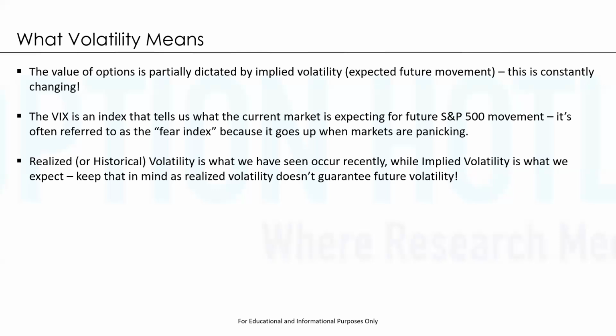Realized volatility is what we have seen occur recently, while implied volatility is what we expect in the future. Realized volatility doesn't guarantee future volatility. Just because Charles Schwab stock was down significantly today does not mean it will be down significantly tomorrow or up significantly tomorrow. Why not? Well, frankly, there was an input. Earnings came out. That hit the stock. That caused it to move. Earnings are not going to come out again tomorrow. Earnings will come out next quarter.